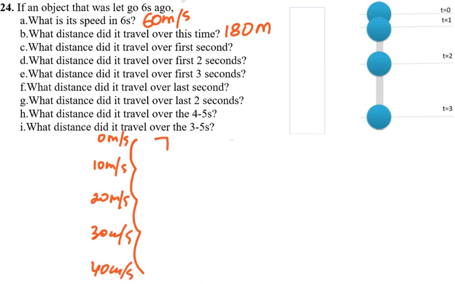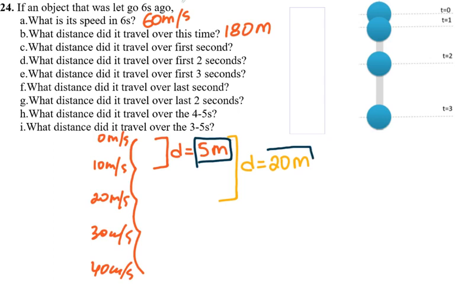So what distance did it travel over the first second? The distance over the first second is 5 meters, because average velocity is 5 times time 1 second gives me 5 meters. What distance did it travel over the first 2 seconds? The distance over the first 2 seconds is average is 10, and times 2 gives me 20 meters. So over 1 second, the object travels 5 meters. Over the first 2 seconds, it travels 20 meters.